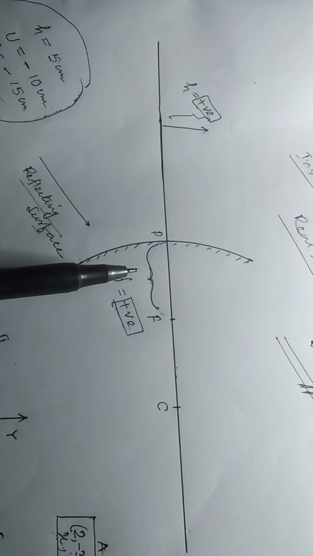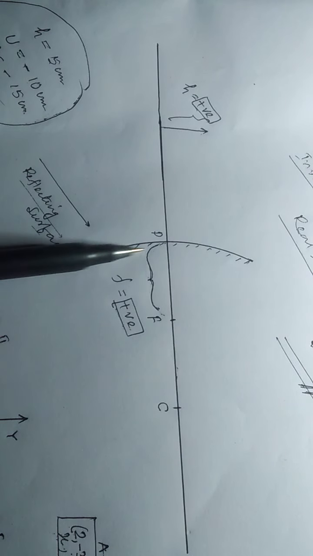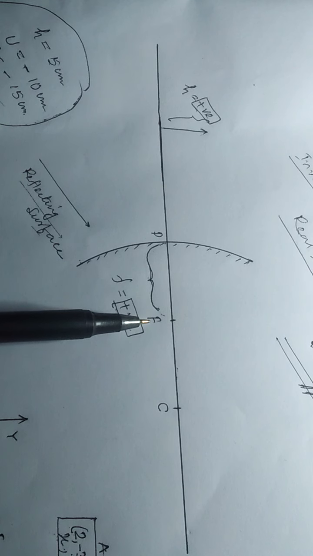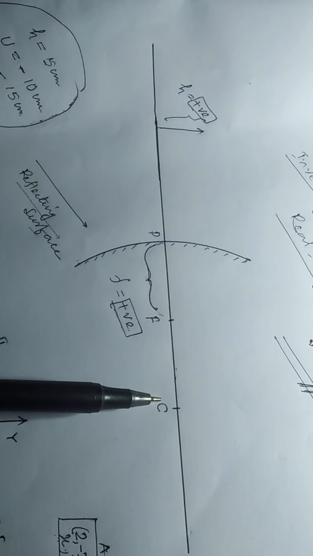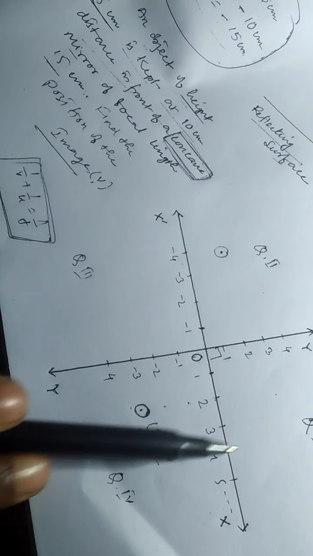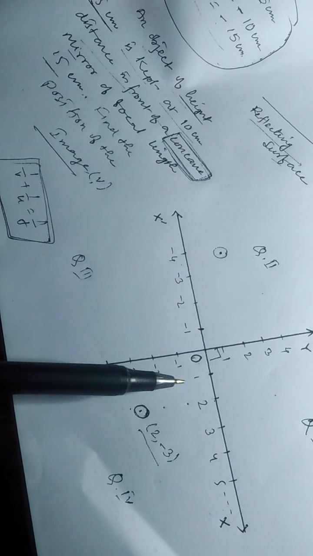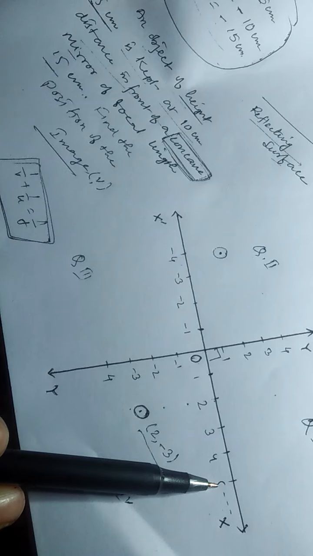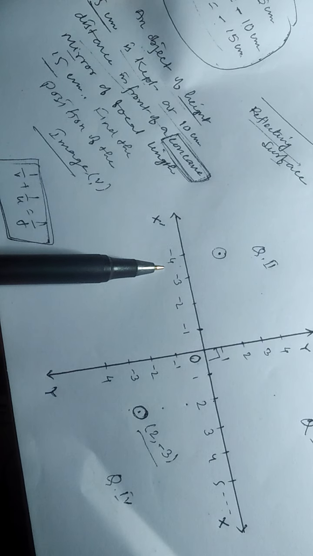But where is the difference? Here is the difference. In this mirror, that is convex mirror, focus point and center of curvature are towards the right. That is, if I consider this Cartesian coordinate system, when we go right side, these values are positive, and when we go left side, these values are negative.